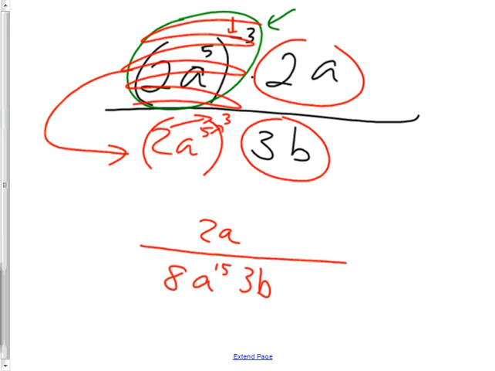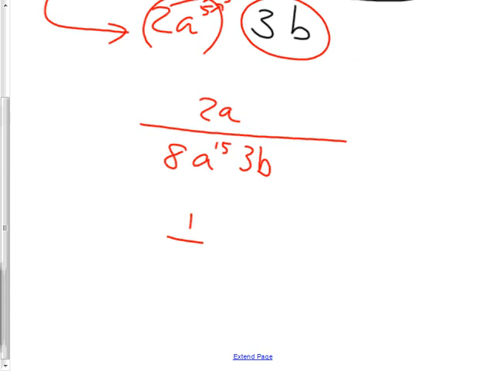All right, so then I'm going to simplify it. Final answer, 1 over 4. And then a cancels off one of those a's on the bottom, so now it's only to the 14th. And then there's a 3b. And then I might as well put the 4 times 3 together and make that 12.